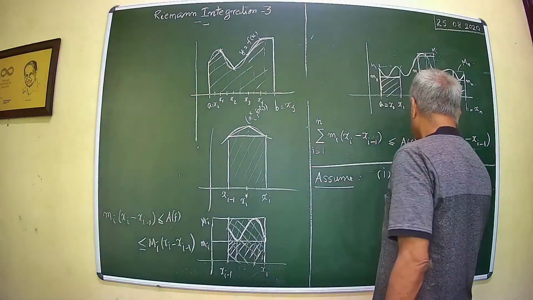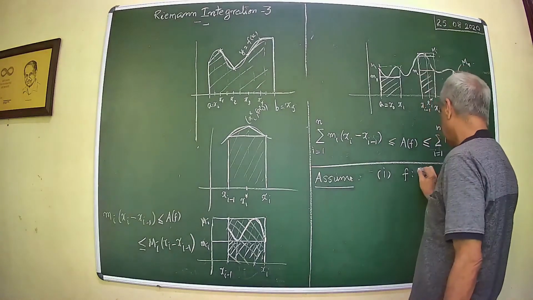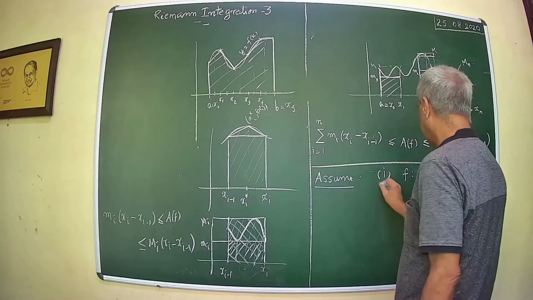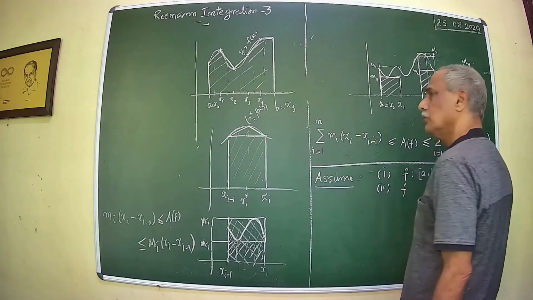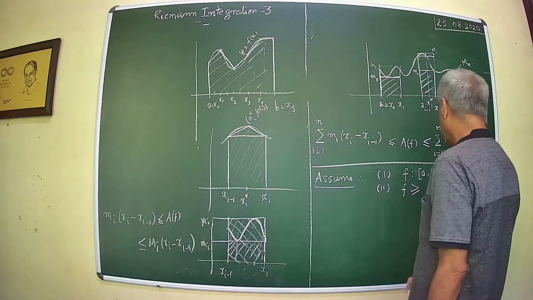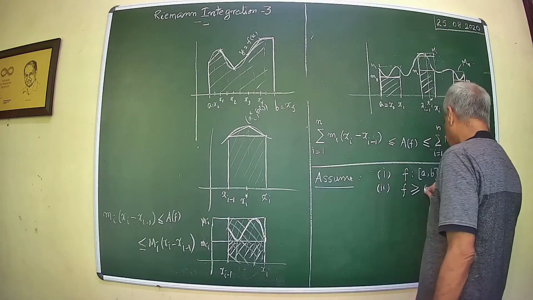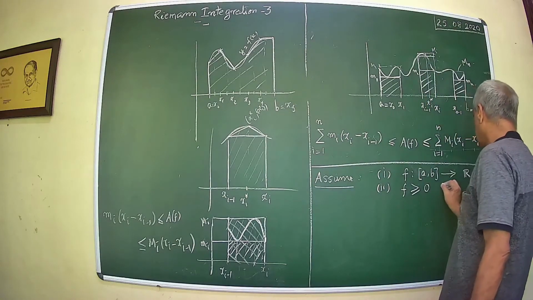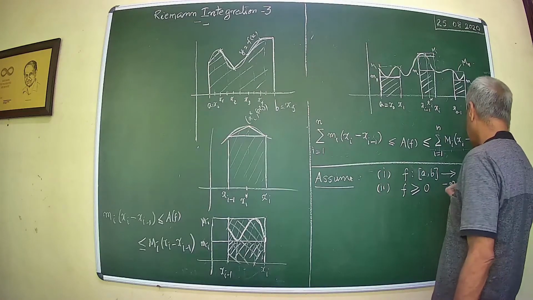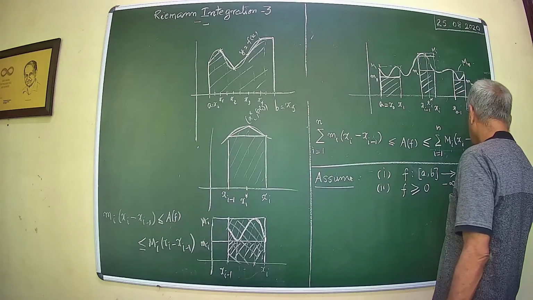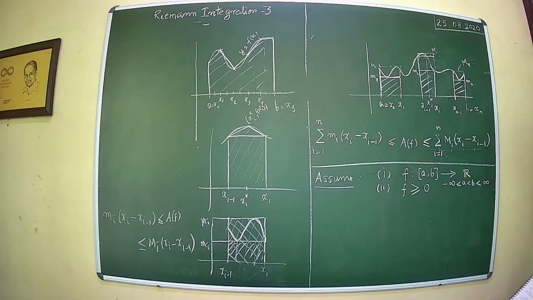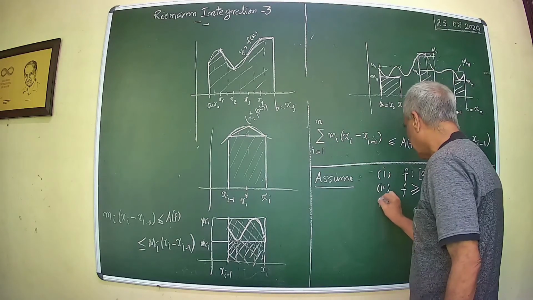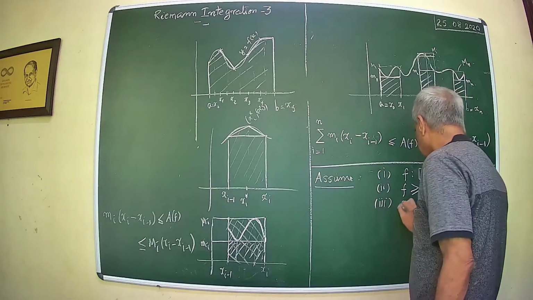Assume the following. f is a function defined on the interval [a, b]. I assume this is an ad hoc assumption which I will take out later at the next level. I assume f is greater than or equal to 0. Now here I assume minus infinity is less than a, b less than infinity. This is a finite interval that I am talking about. I make these two assumptions. Now the third assumption that I make is that f is bounded.